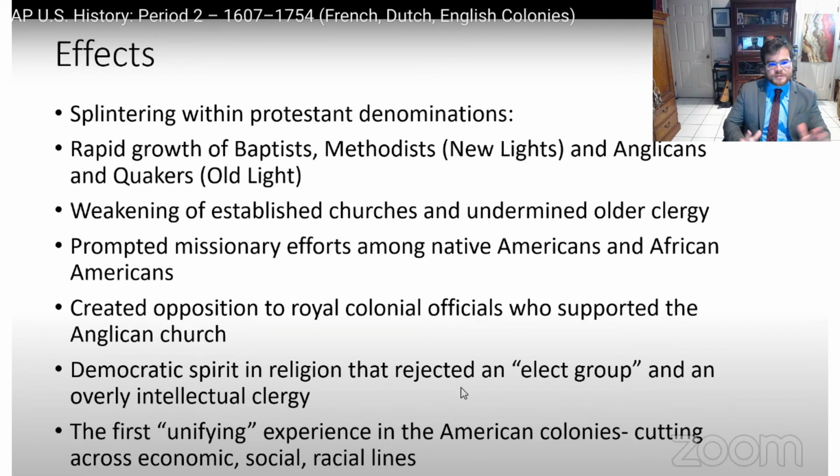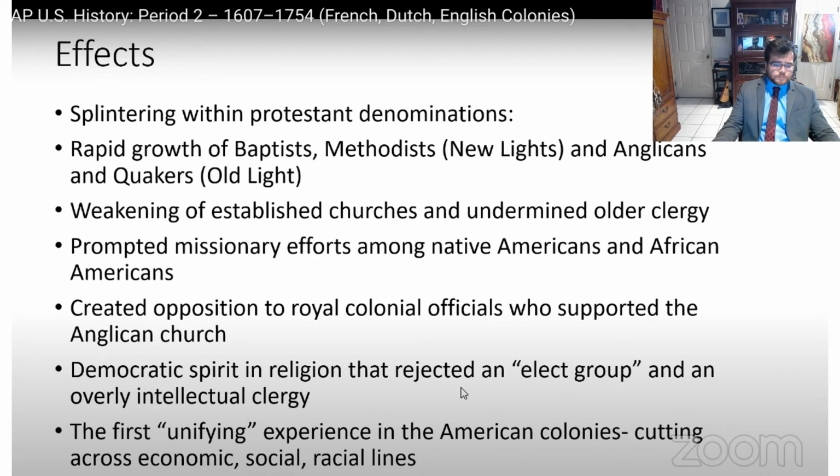Okay, the effects of this kind of thinking, guys. Well, this is going to be a departure, a breaking away, a splintering with Protestant denominations. So we're going to have the Baptists and Methodists, aka the New Lights, and then the Anglicans and Quakers, the Old Lights. The established churches are going to be weakened. They're going to go out and try to help Native Americans, help African Americans, spread the word. So they're going to be against the big churches, that means the Church of England, the Anglican Church. They're not going to like colonial officials who are Anglican.